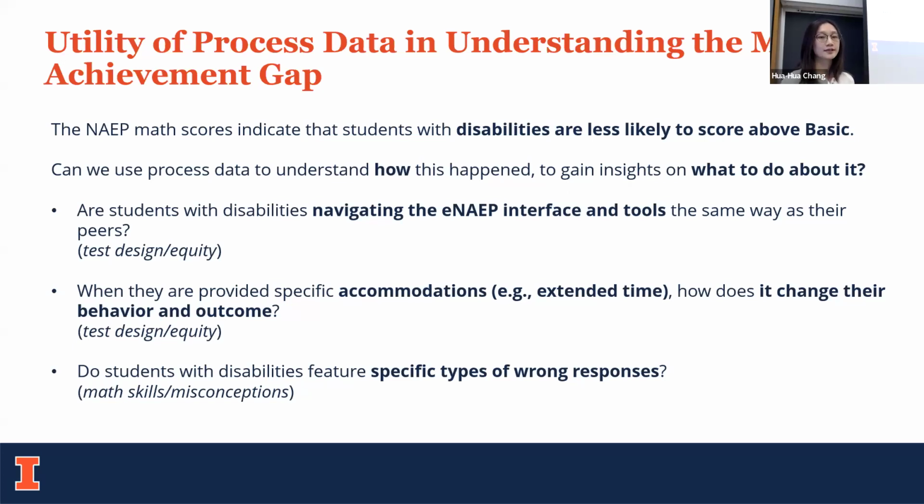We might also be interested in the effect of specific test accommodations, such as extended time, and how that changes the behavior and outcome of some students. This also has consequences for test design and equity. Right? Another type of question we can try to answer is, do students with disabilities feature specific types of wrong responses, which can help us understand whether there are math skills and misconceptions we might be able to target when we try to help students with disabilities improve.